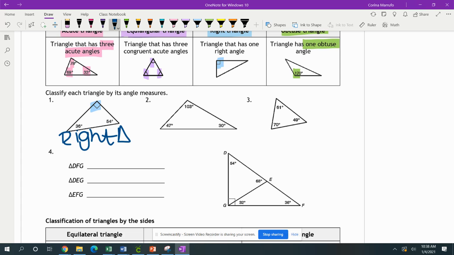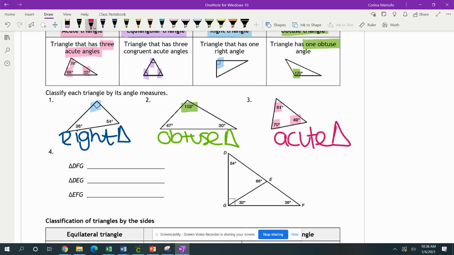Okay, then we look at this next one. We look at the angles. We have 103. 103 is an obtuse angle, so that makes this an obtuse triangle. Okay, then the next one here, we have 61, 70, and 49. All of these are acute angles, so 61, 49, and 70. That makes this an acute triangle.